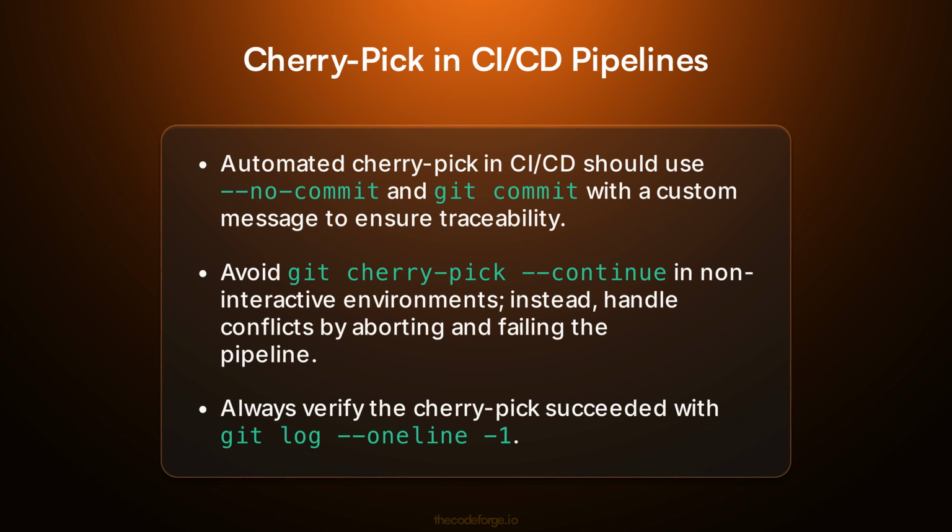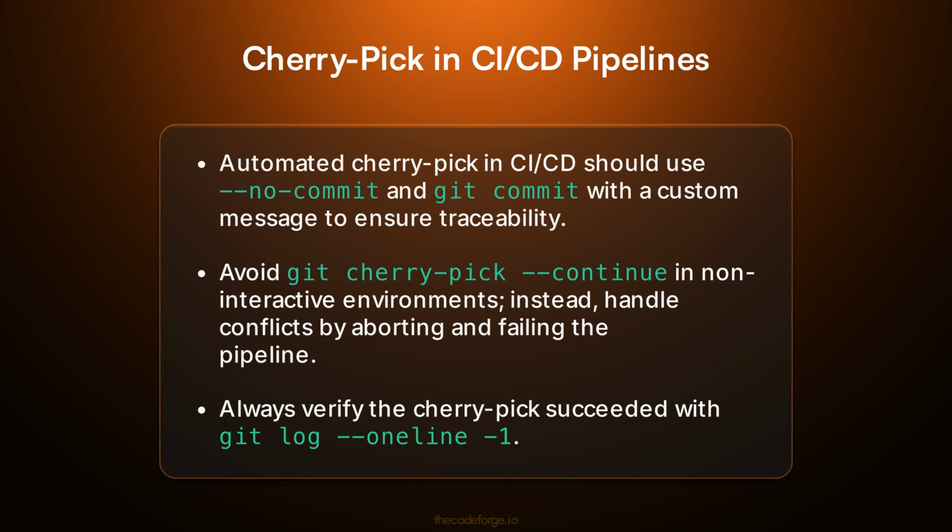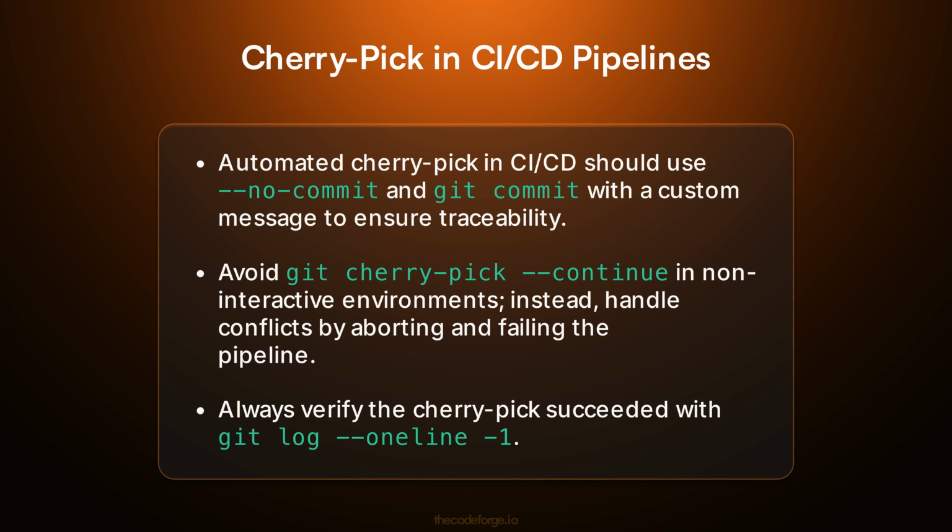Automated cherry-pick in CI/CD should use --no-commit and git commit with a custom message to ensure traceability. Avoid git cherry-pick --continue in non-interactive environments. Instead, handle conflicts by aborting and failing the pipeline. Always verify the cherry-pick succeeded with git log -1.